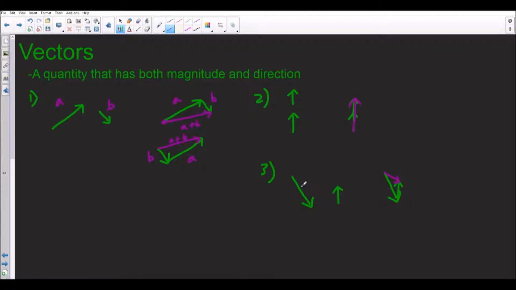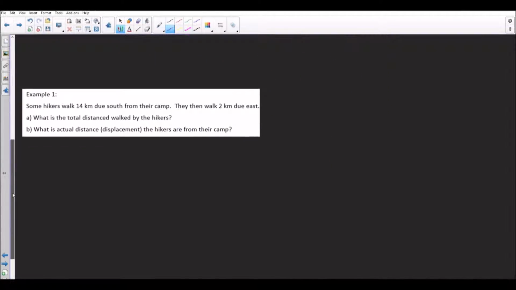So we draw our two initial vectors tail to tip. Okay, it's very important. Don't draw them tail to tail because that would be wrong. Don't draw them tip to tip because that would be wrong. You just make sure that the tip of one is touching the tail of the other one, and then our resultant vector is going to be from the first tail to the last tip. And that's how you do it. So let's do another example. Let's do a word problem.